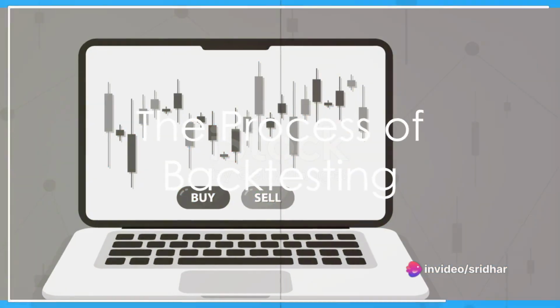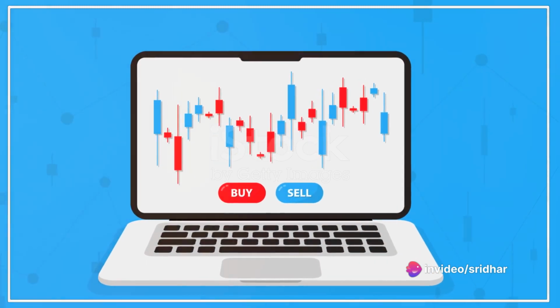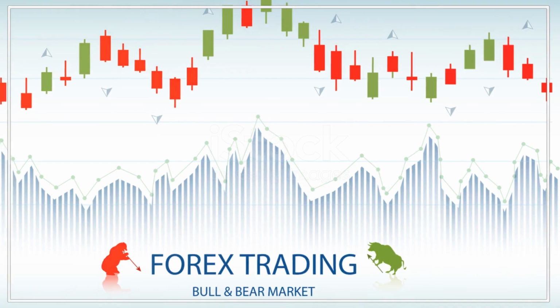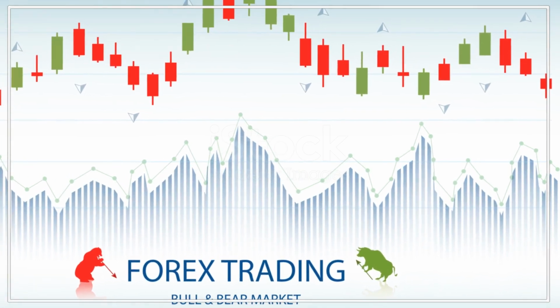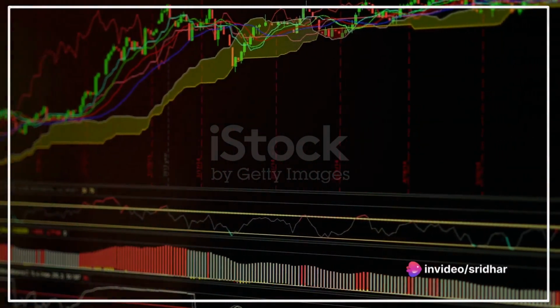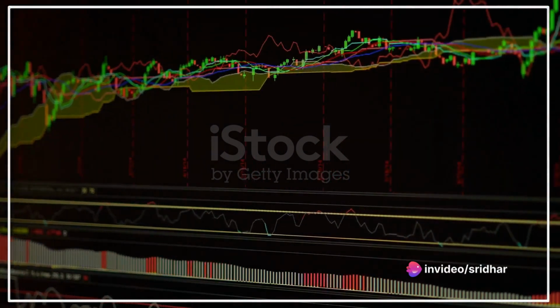So, how do you go about backtesting your Forex trading strategy? Well, the process of backtesting isn't as daunting as it might seem at first glance. It can be broken down into 3 essential steps: choosing the right historical data, executing the backtest, and analyzing the results. Let's dive in, shall we?